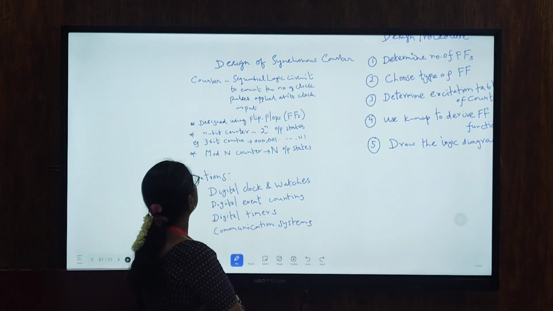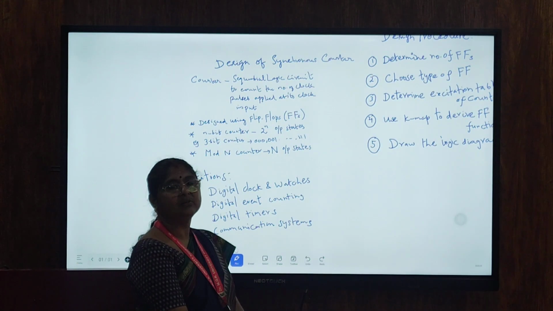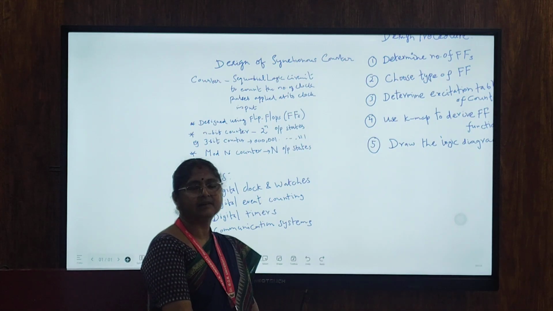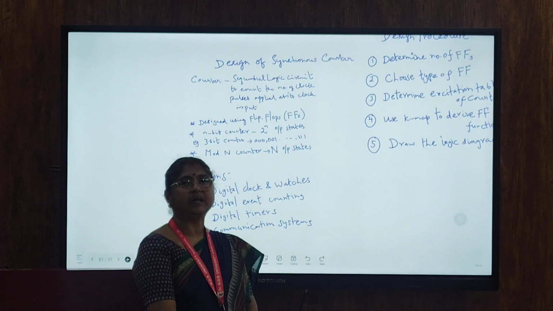Today we will discuss the design of synchronous counters. So first of all, what is a counter? A counter is a sequential logic circuit which is used to count the number of clock pulses that are arriving at its clock input.